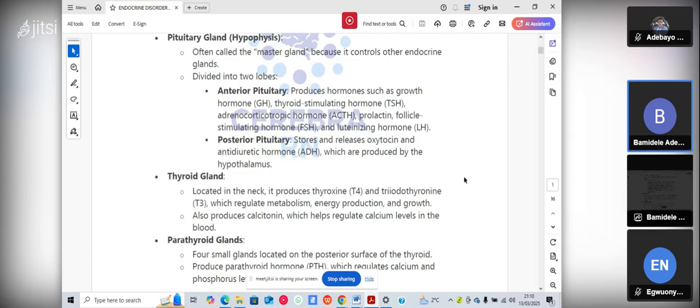Like I said, they're located in the neck. So when there's an enlargement, you can see people with goiter or other thyroid disorders. You can see the enlargement of the neck because that is where the thyroid gland is.